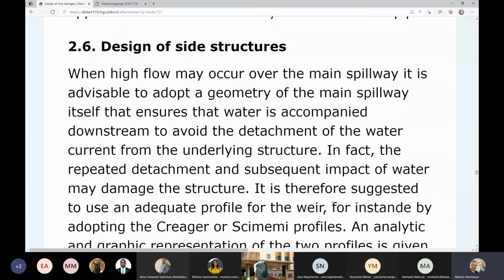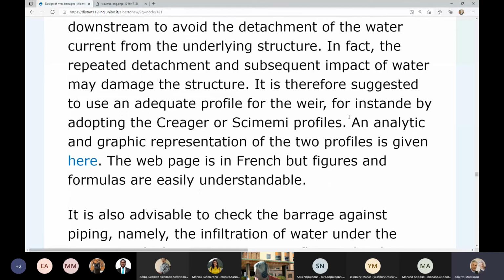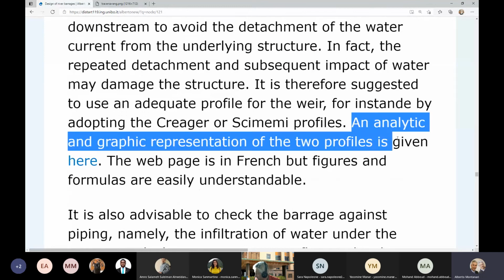And this is my web page. And you see there is written here an analytical and graphic representation of the two profiles. Why two? Because one is the Krieger profile and the other one is the Shimemi profile. These are two hydraulic engineers. Shimemi was Italian, who independently proposed an analytical relationship for this profile.